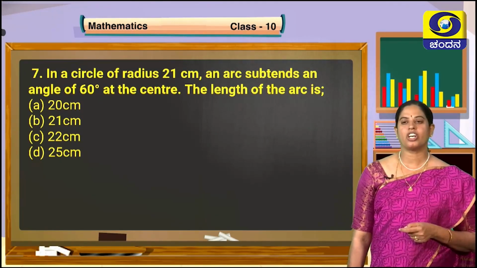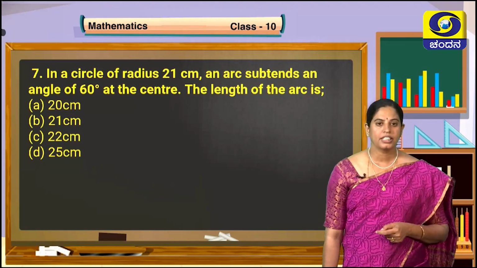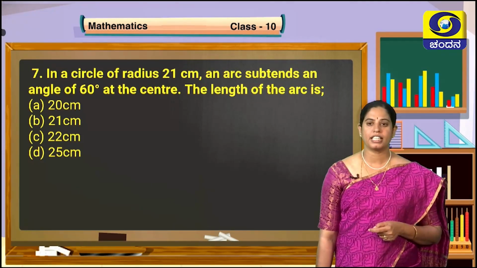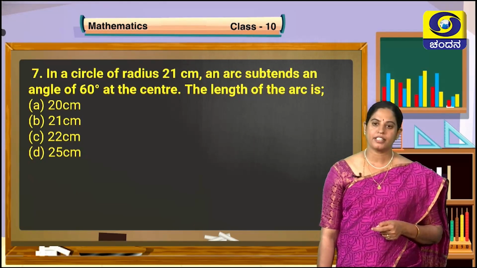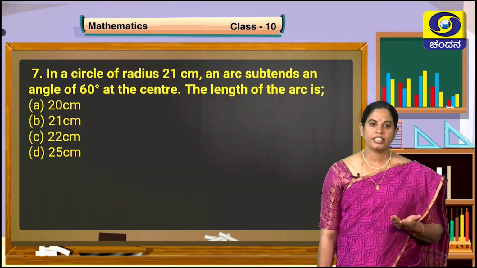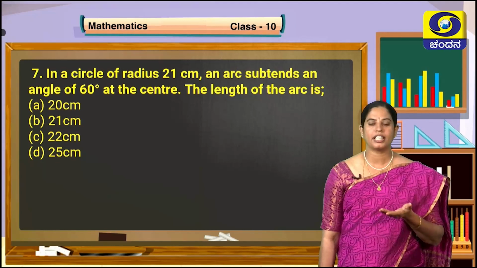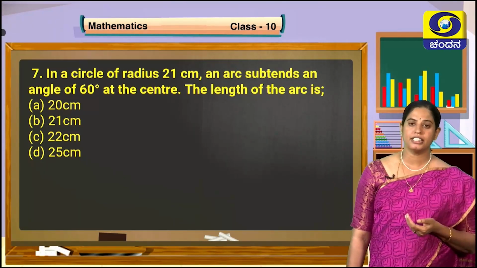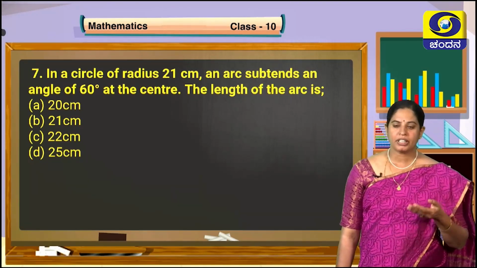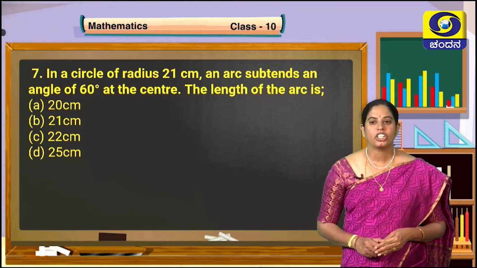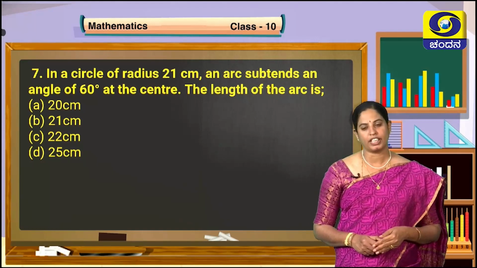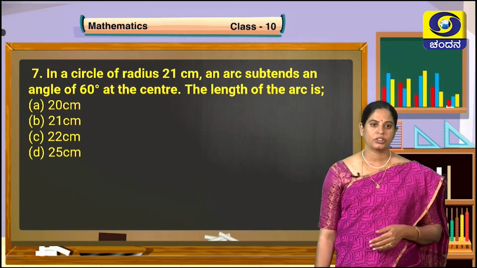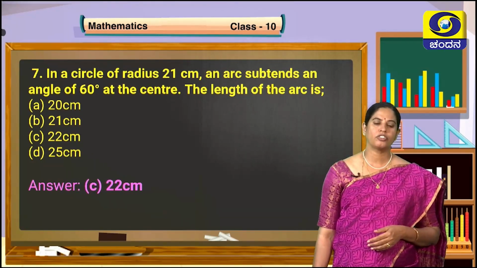The length of the arc is... here they are asking us to find the length of the arc of the sector. When radius is given and angle is given, we can easily calculate the length of the arc. In the beginning of this session only, we recalled the formula to find the length of the arc. So, what is your answer among the 4 options?